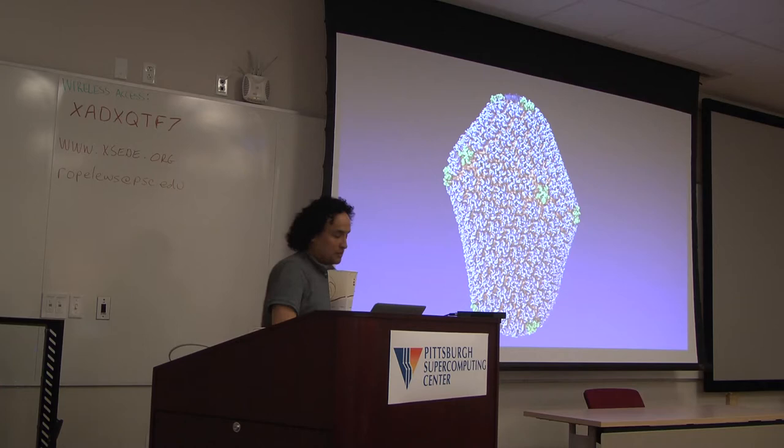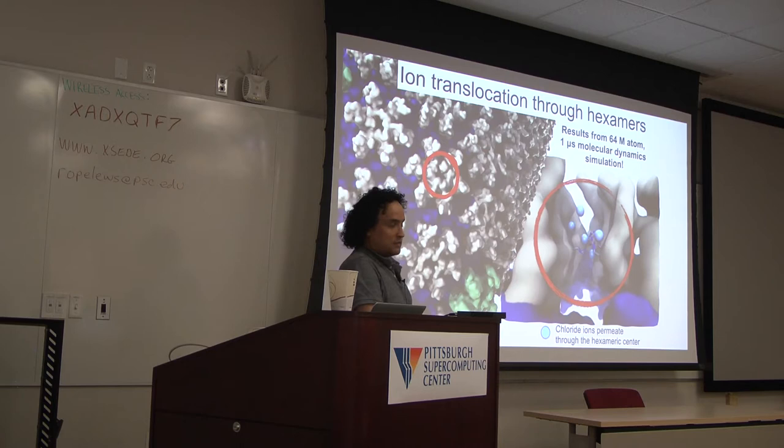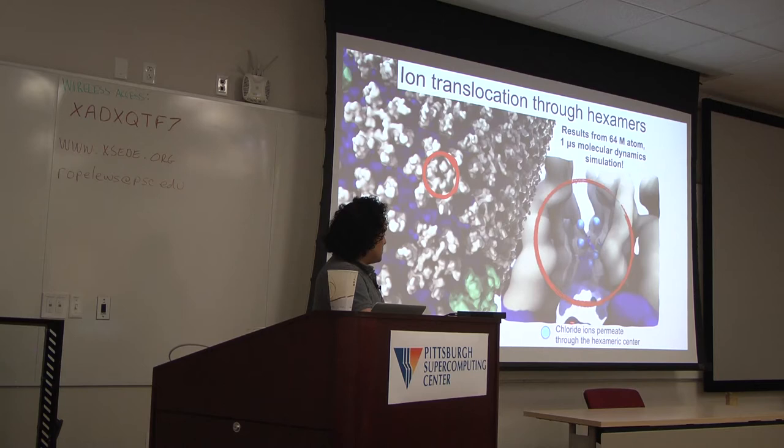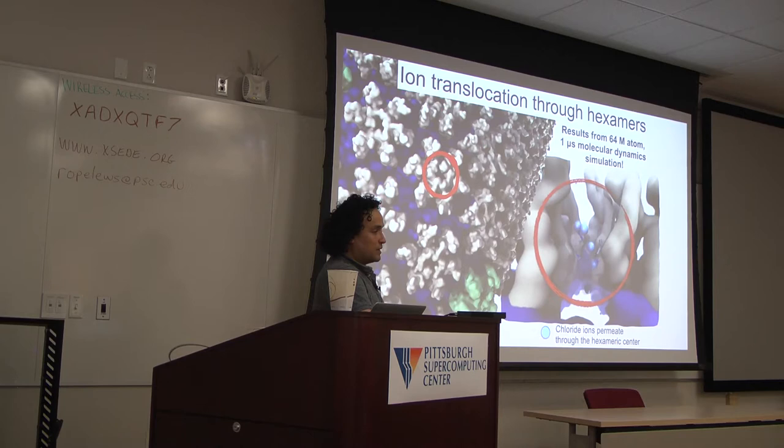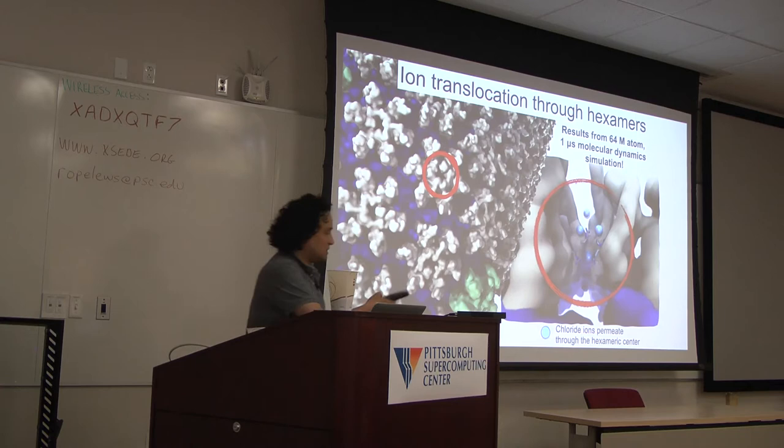But again, we can look at atomic-level details. These things are moving, it's not a static picture. We can see, for instance, these blue balls are chloride, and we can see how chloride is translocating through the center of the pores. This is also very interesting, having the ability to look at how the solvent plays a role and how the solvent may be involved in some biological process later on. I'm going to stop that there.